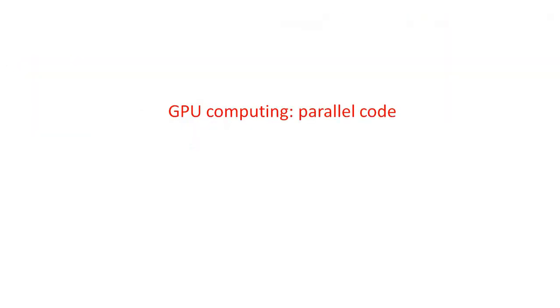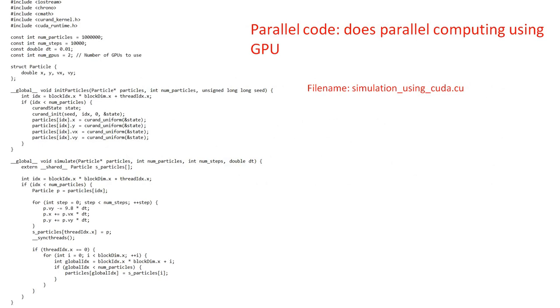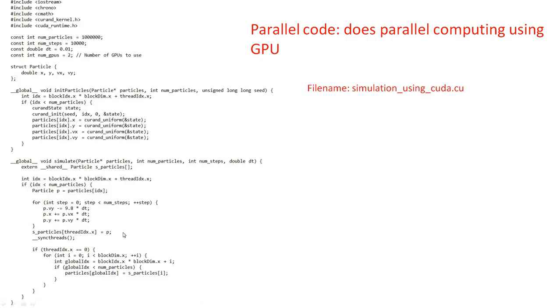Now we get to the GPU code. For the GPU code, the code is essentially the same. The only difference is that a little bit of CUDA functions are added to make the code run on the GPU. One of those is the CUDA set device and the streams function. As you can see, now instead of writing the particle initialization and simulate inside the main function, we have created two global functions so that these will be run on the GPU.